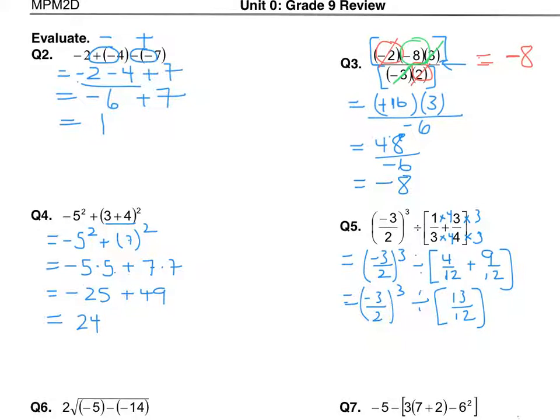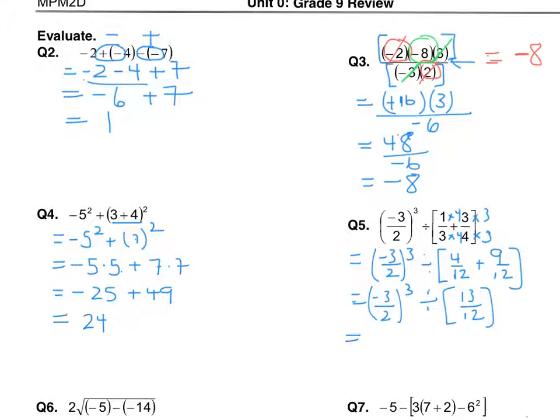Next thing is exponent. So I really have -3/2 times -3/2 times -3/2. Overall, there's 3 negatives. My answer will be negative. On the top, I have 3 times 3 times 3, which is 27. On the bottom, we have 2 times 2 times 2, which is an 8, divided by 13/12. Now, when I'm working with fractions, we're going to invert and multiply. So I'm going to keep that first fraction as is, -27/8. I'm going to change the divide to a times, and it's going to become 12/13.